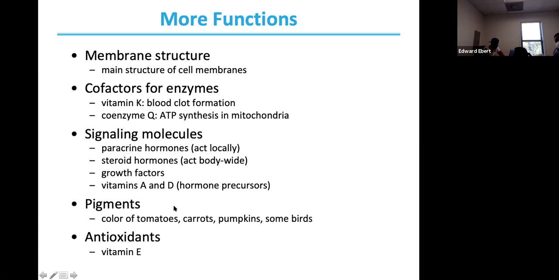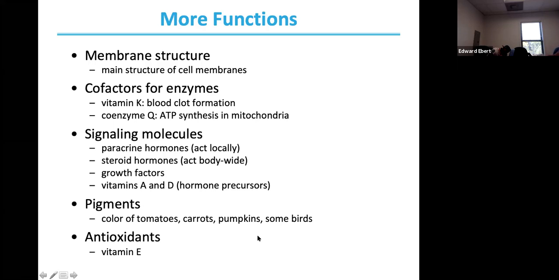Pigments. If you ever wondered why a cardinal is red and a canary is yellow, a lot of their pigments are lipid derived. And there's a neat thing with the cardinals. It's based on their diet. So the particular seeds that they eat help give them their brilliant colors.